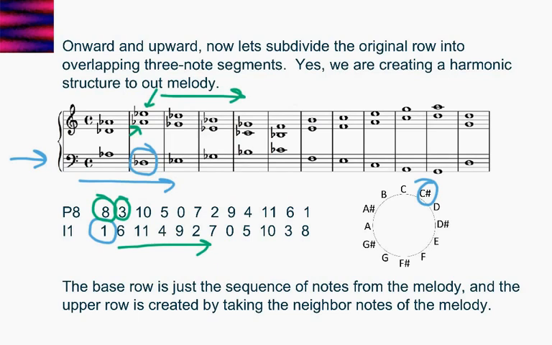And believe it or not, if you play this music, which I'll provide all the MP3s for, it actually sounds pretty cool. So in summary, the bass row is just the sequence of notes from the melody, and the upper row is created by taking the neighbor notes of that particular melody. Now remember, our interval was interval 7, meaning a perfect fifth. That was chosen for a particular reason.